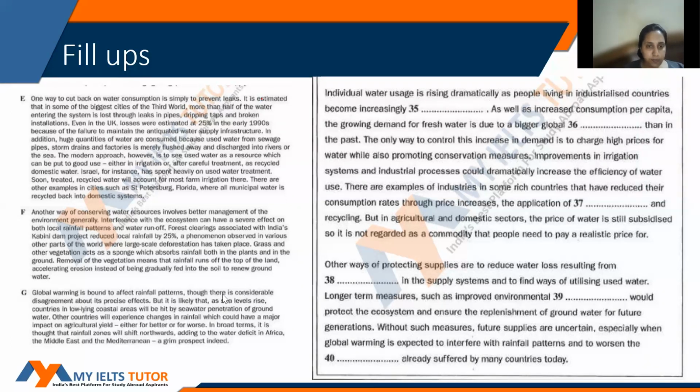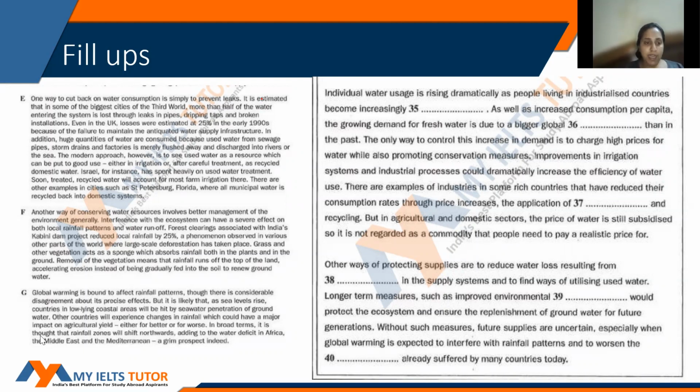Now we can say there is considerable disagreement, but other countries will experience change in rainfall, which could have a major impact on agriculture yield, either for better or for worse. So there are two things we need to see. They are saying that it will interfere with rainfall pattern and worsen the deficit already suffered by many countries. Here it is written about the impact on agricultural yield, either for better or for worse.